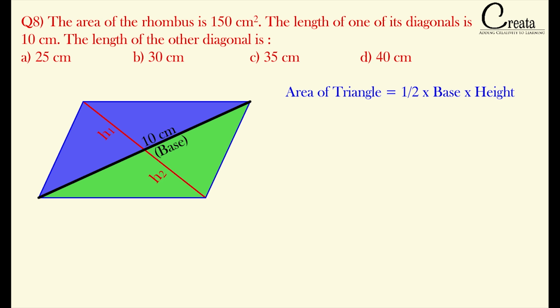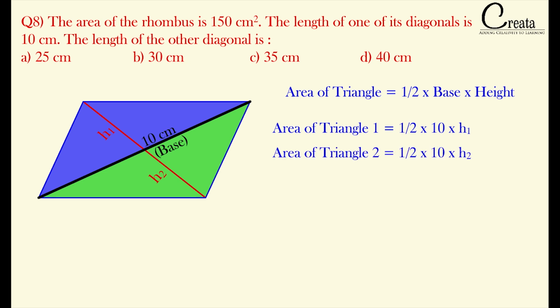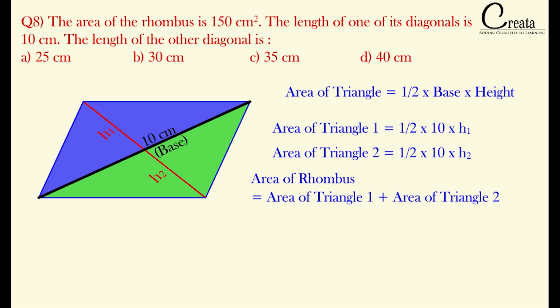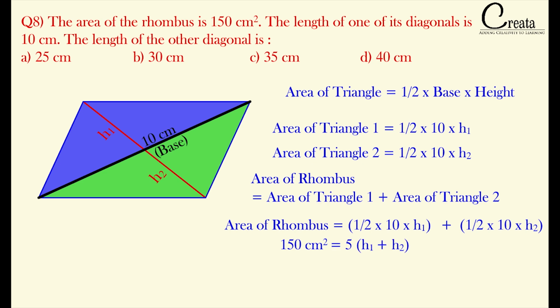What is the height of the triangle? It is the perpendicular distance from the opposite vertex. This angle is 90 degree, so this is the perpendicular distance. Okay, got it? So for the above triangle, we got area as half into 10 into h1. And for this below triangle, we got area as half into 10 into h2. Let's add area of both of these triangles to get the complete area of the rhombus. So we got area of rhombus is equal to half into 10 into h1 plus half into 10 into h2, and area of the rhombus is given as 150 centimeter square. On putting the value and solving, we got h1 plus h2 is equal to 30.